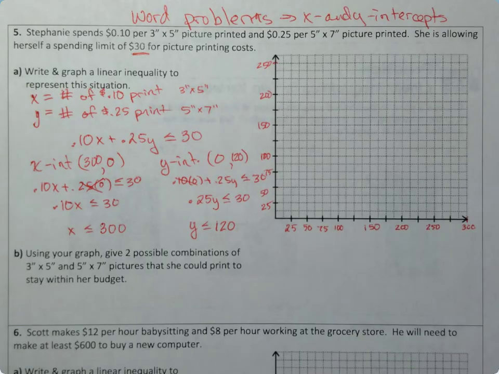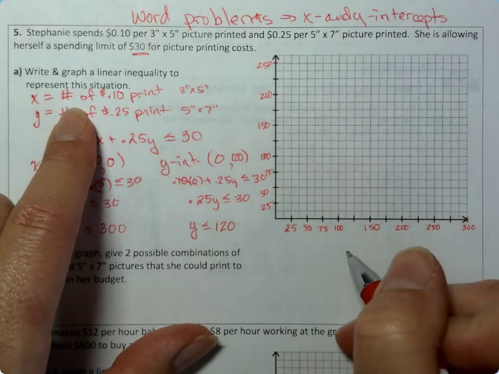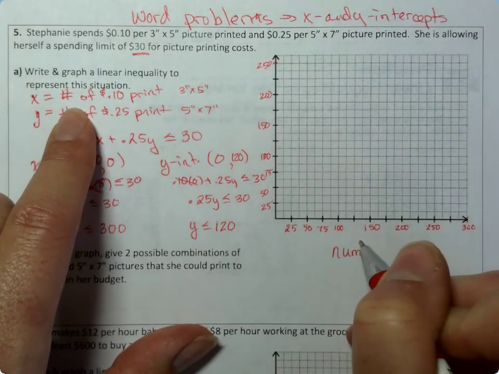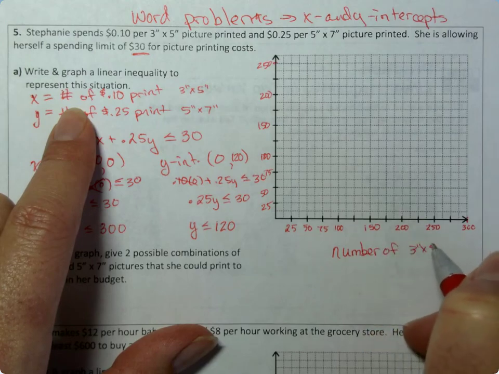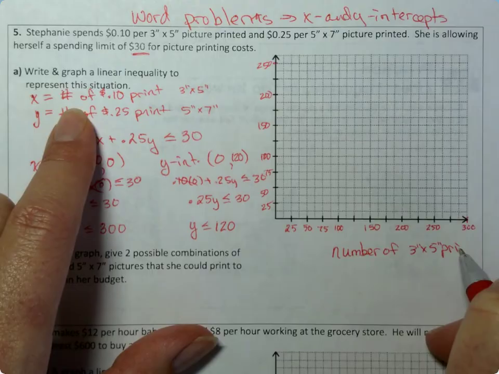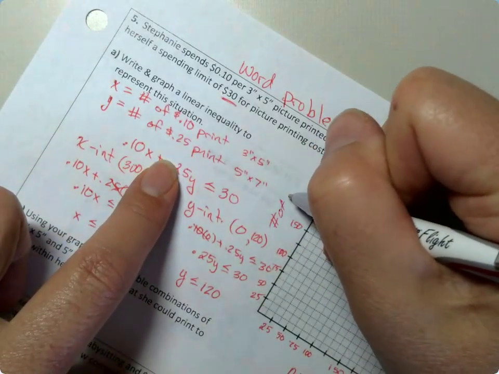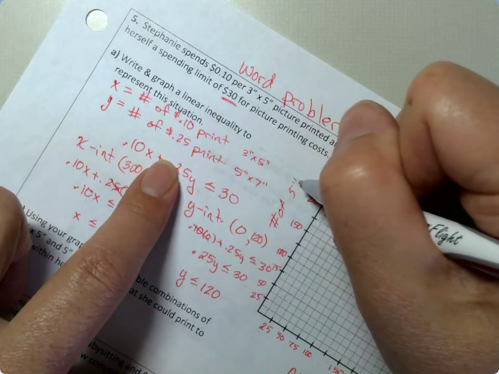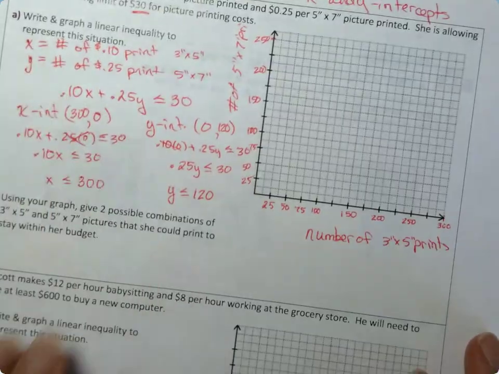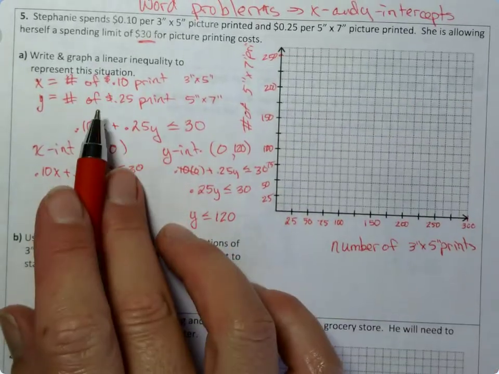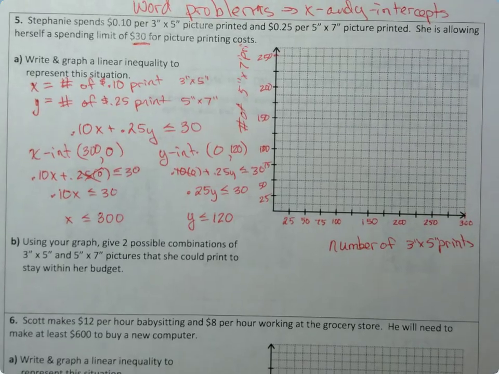What would I be losing points for? I know I didn't graph it yet. I need my labels, my titles. So what did the X stand for? Number of 3x5 prints. And what was my Y? Number of 5x7s. Don't be the kid who said, whoa, I told you what X and Y were there. I didn't have to. You still have to label it, okay? All right, so let's graph it.